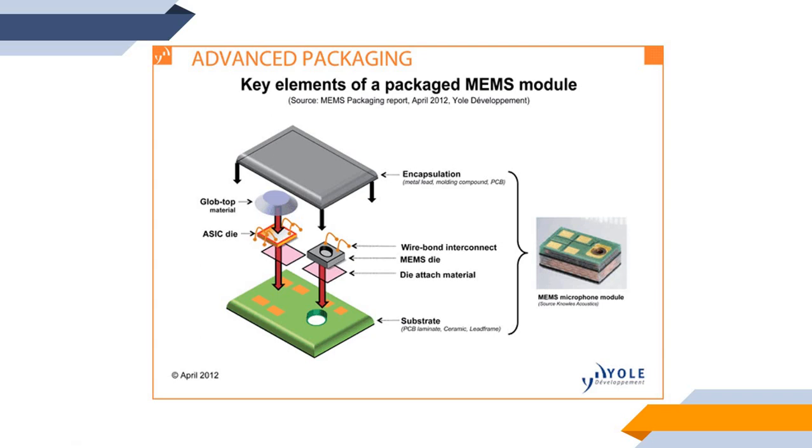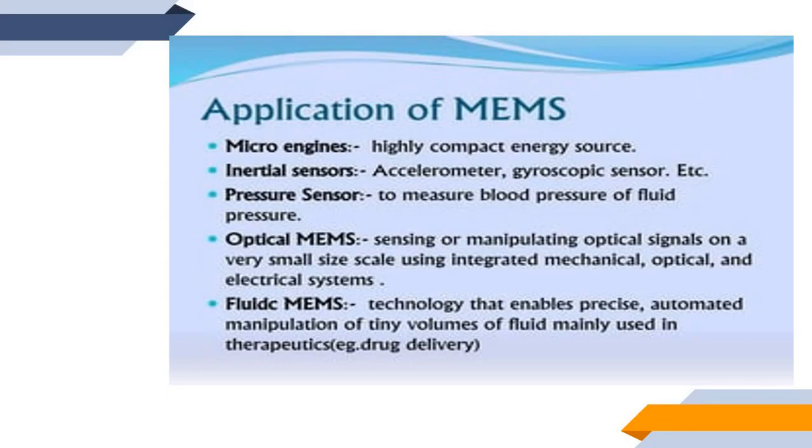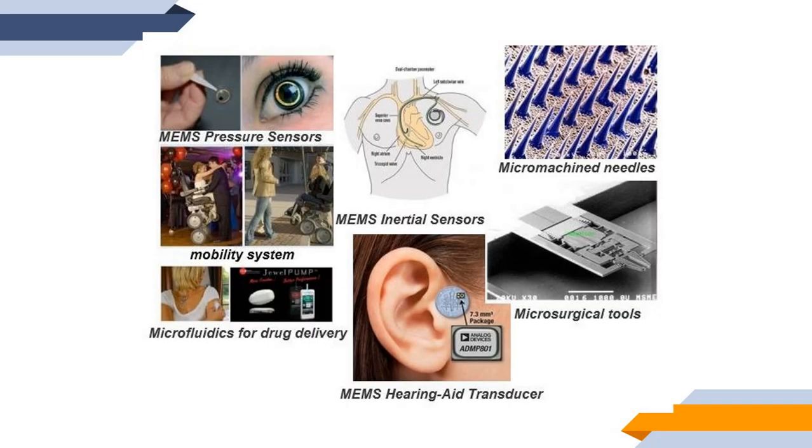This graphic shows the advanced packaging module of MEMS, in which the substrate, MEMS die and encapsulation fulfill the requirements of the MEMS device. There are application areas of MEMS in micro engines, inertial sensors, pressure sensors, optical MEMS and fluid MEMS. This glimpse shows the application of MEMS devices in human assistance, in which hearing aids, inertial sensors, pressure sensors, mobility system devices, microfluidics for drug delivery and microsurgical tools can be made from MEMS applications.